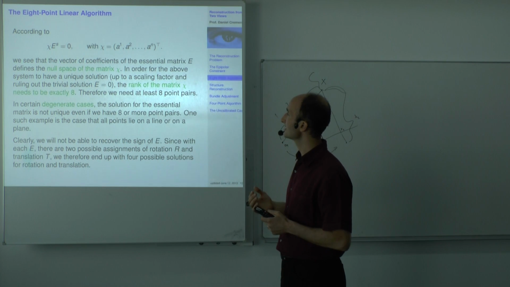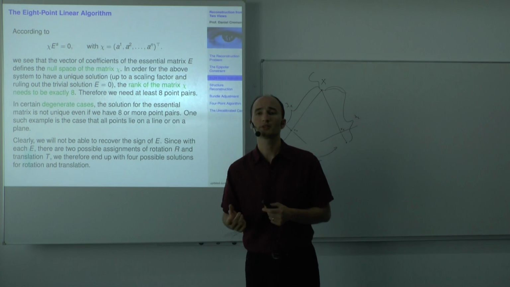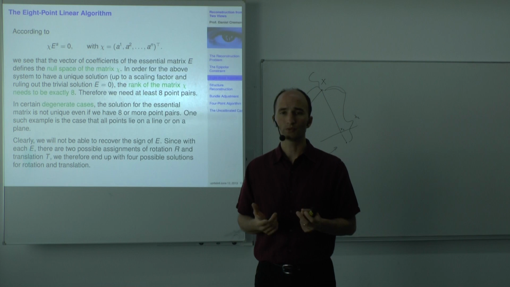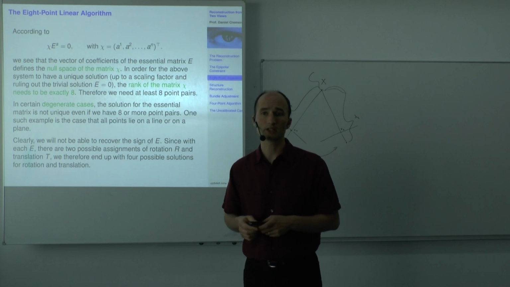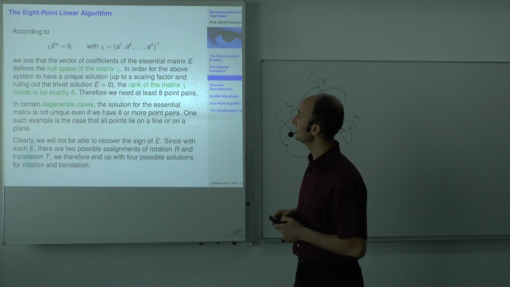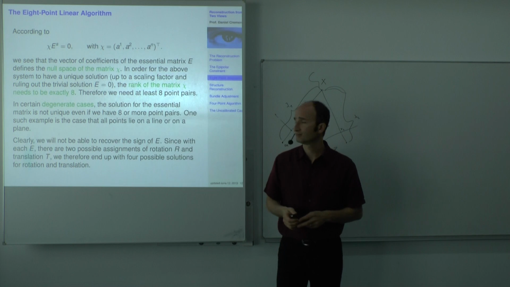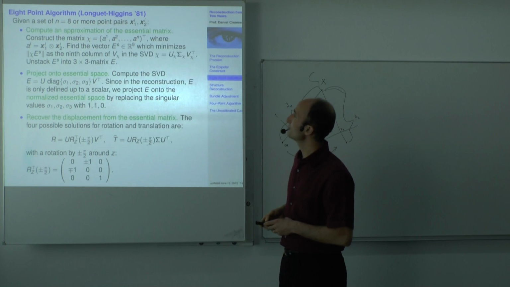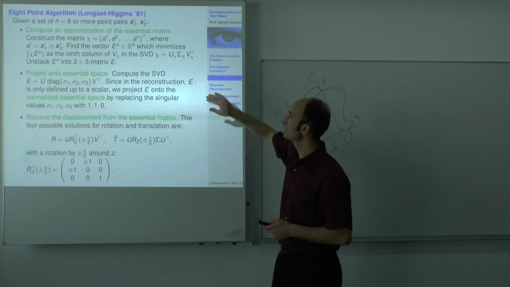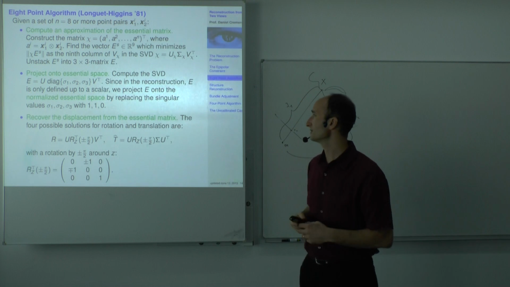If it has less than rank 8, so if we take fewer than 8 points, then the null space will be not one-dimensional, but 2 or more higher dimensional. Then we don't have a unique solution. This is why we need 8 points in order to assure a unique solution to the problem. And that leads to this 8-point algorithm where the solution is then, you remember, computed by singular value decomposition.